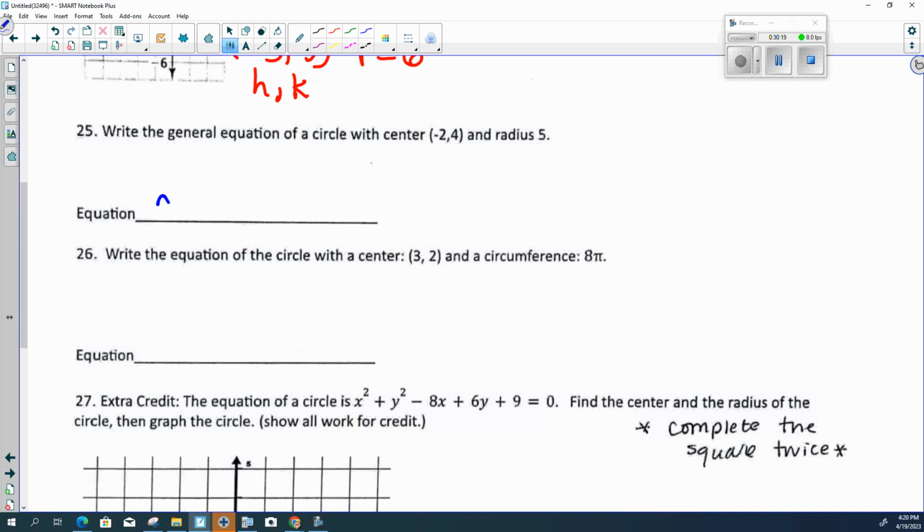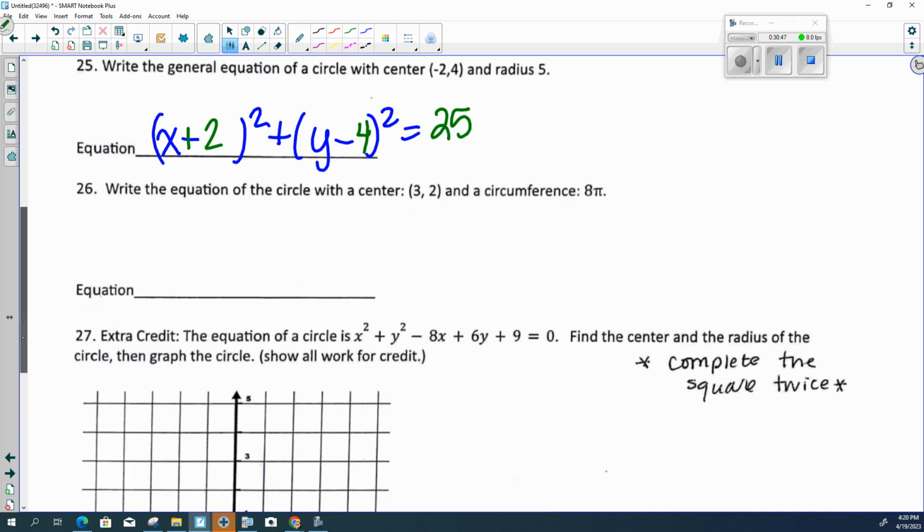So same idea. The stuff is always the same. The only thing that changes is the radius and the center. So x minus negative 2, I'm going to just change it to a plus right now. y minus, and then the 4. And 5 squared is going to be 25. This is what your equation should look like. If you have a 5 squared, change it to 25. You'll miss partial credit there.